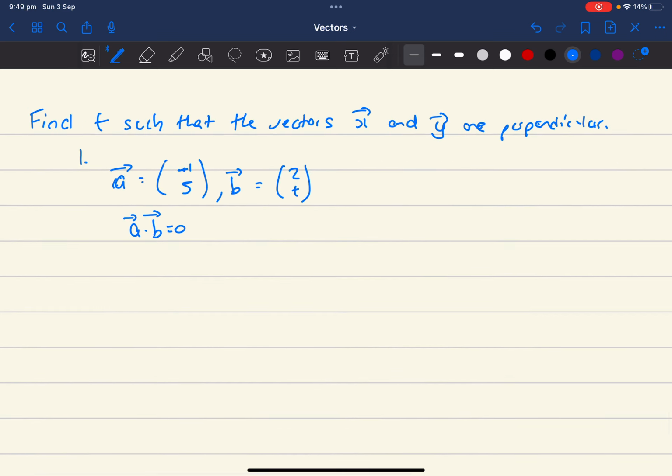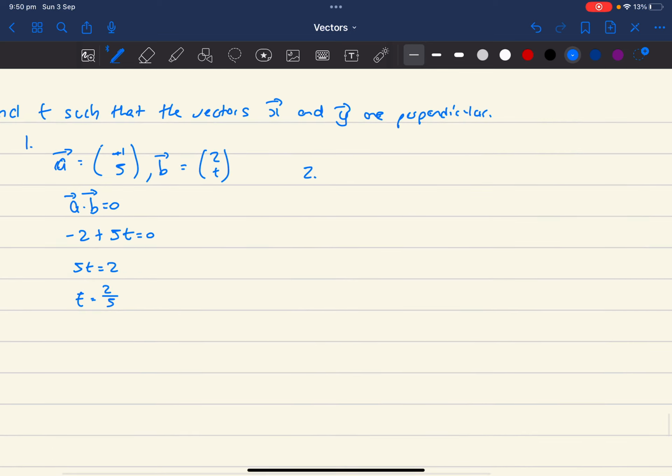So I'll just show you. Remember, the dot product is this thing times this thing. The two x coordinates multiplied together, so you have -2, plus the two y coordinates multiplied together, 5 times t, 5t, and that equals 0. I want to solve for t. If I move the -2 over, you get t equals 2 over 5 if I divide both sides by 5.